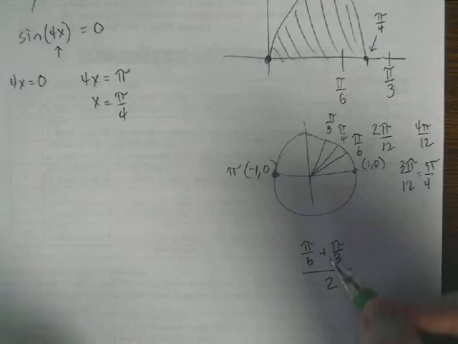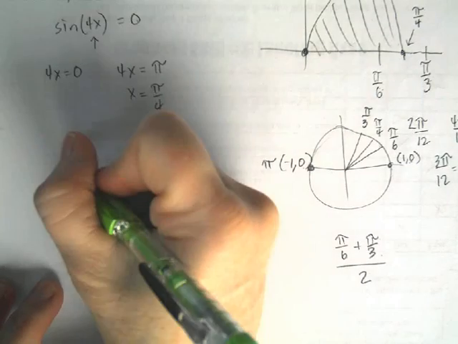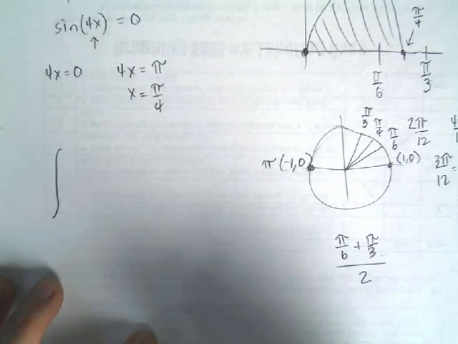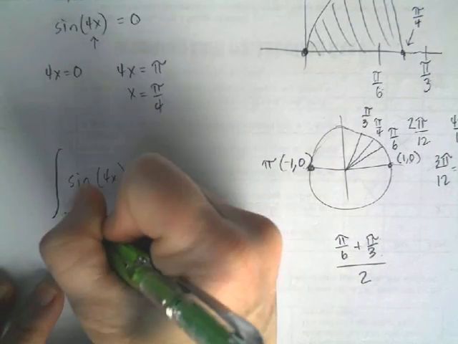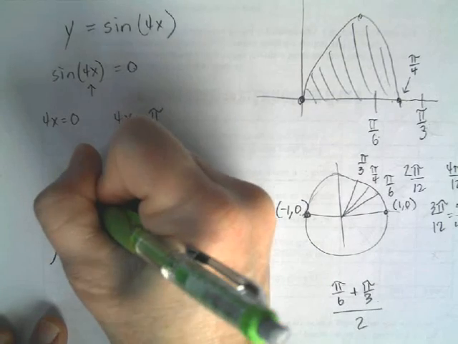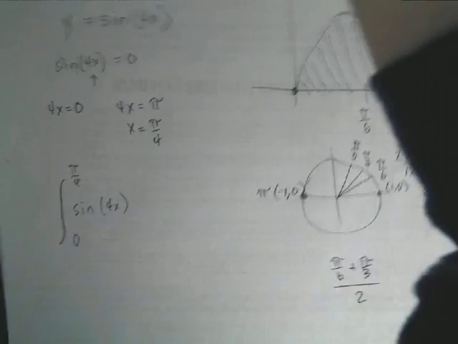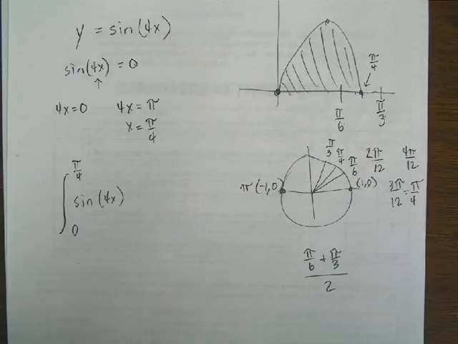So anyway, you could finish that up and you would get pi over 4 also. Okay, so the next thing is we need to integrate this sine of 4x from 0 to pi over 4. Okay, I feel like I need a little more space on here, and I'm not going to get it. Oh, let's see if I raise this up. There we go. All right.